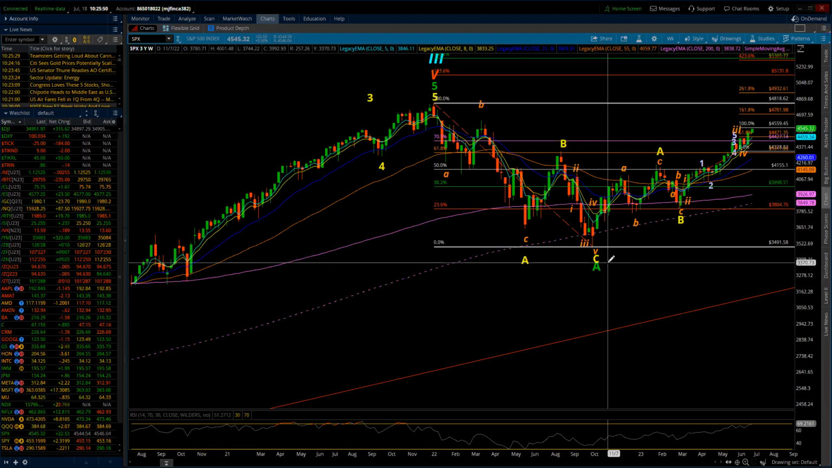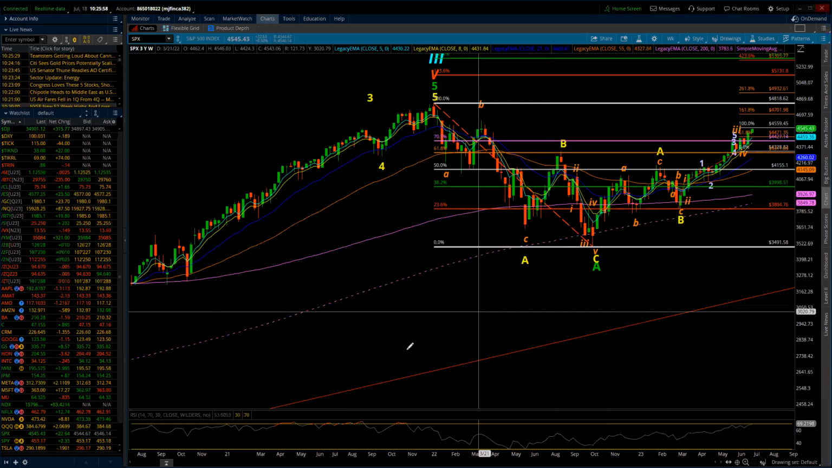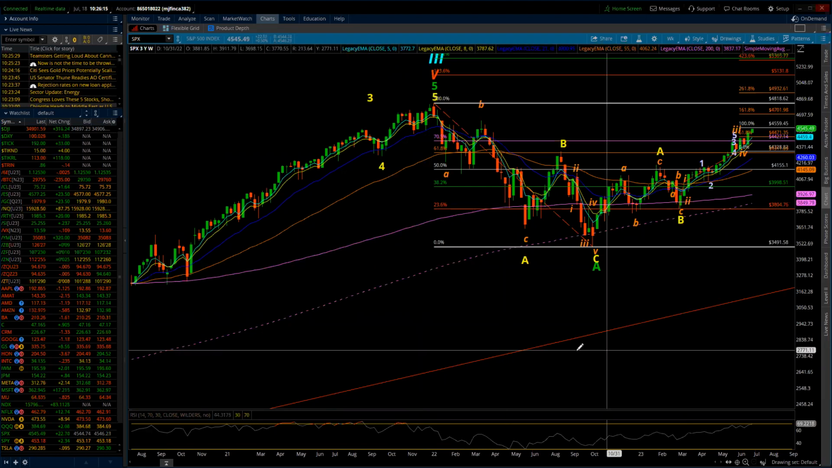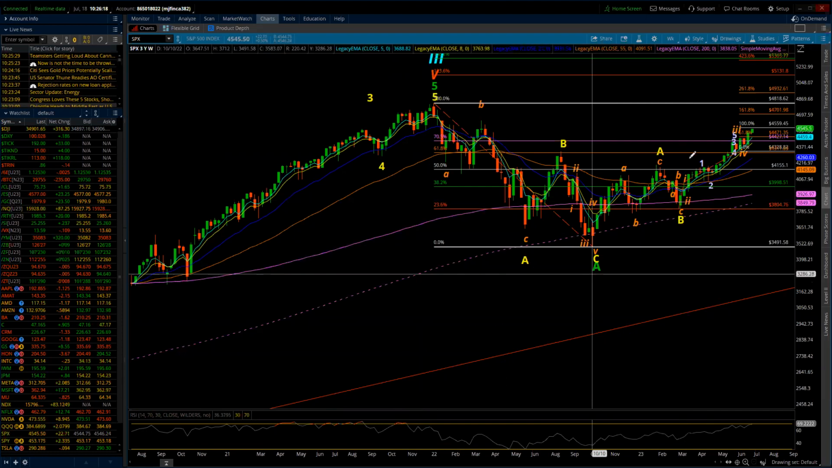Currently, we are in a primary B wave counter trend rally. Most people will ask me, how can we say it's counter trend? Okay, I am going to write that down. I'm going to get to that in a second. So my thought process is that we are in a primary B wave.